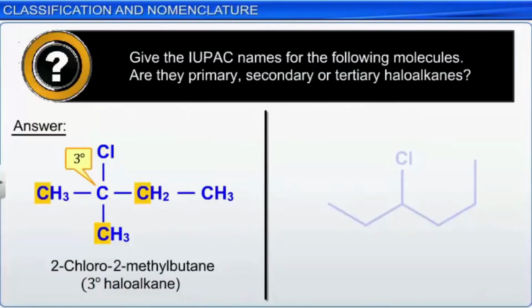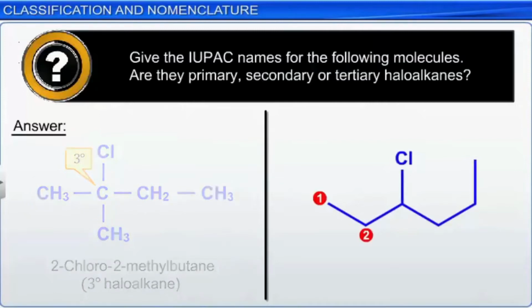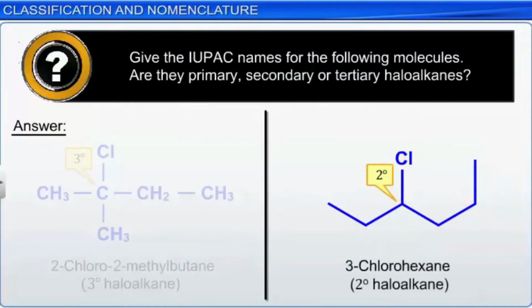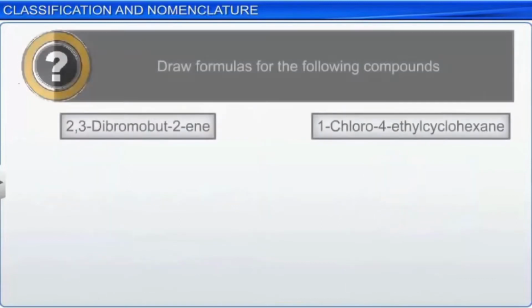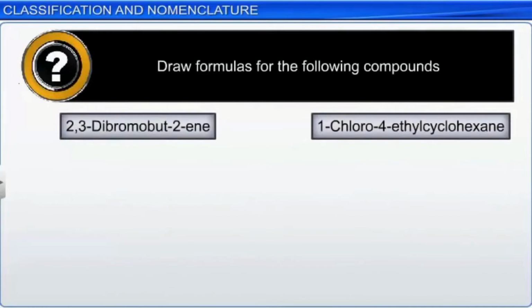The IUPAC name for the molecule on the right is 3-chlorohexane. It is a secondary haloalkane. Notice that the chlorine is bonded to a carbon linked to 2 other carbon atoms. Apply your skills in a new way. Draw the formulae for the compounds here. Try these on your own before checking the answers.